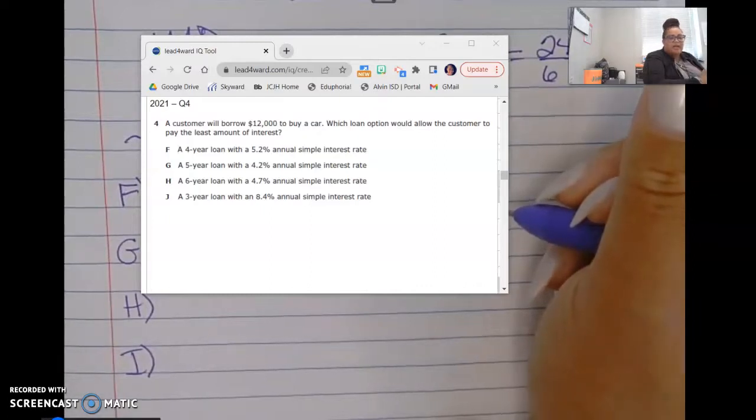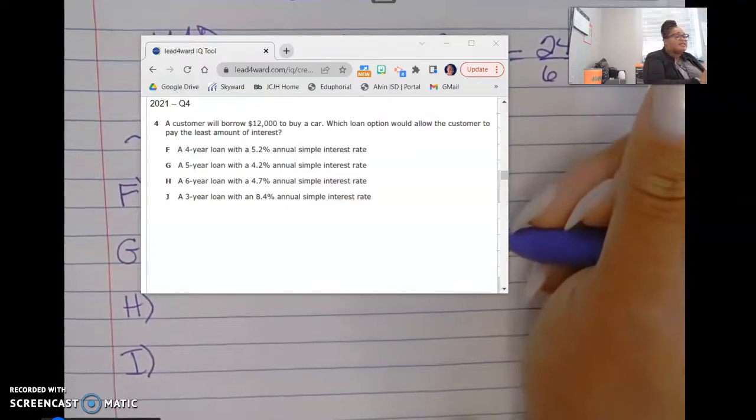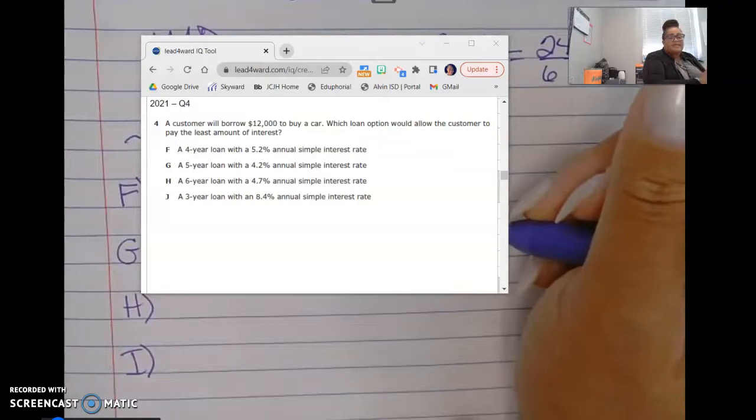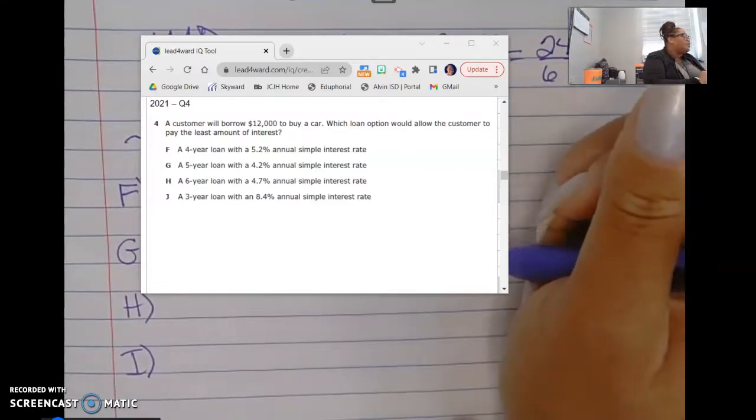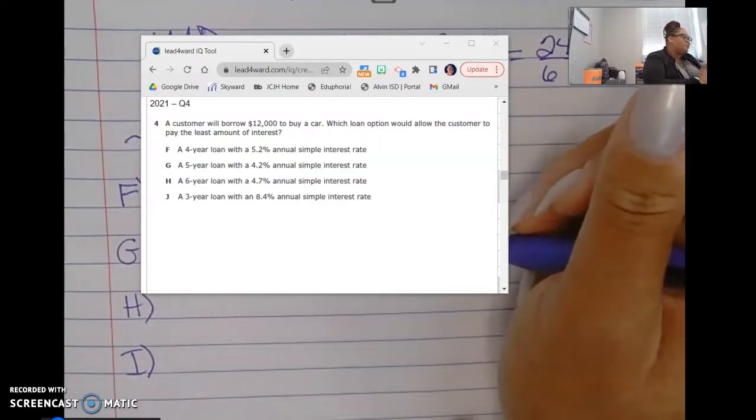So I'm comparing the amount of interest, and of course I want to pay the least because that's the least that I have to pay back to whomever I'm borrowing the money from. So I need to set up F, G, H, and J in the simple interest formulas, and then throw them right into my calculators and see which one is the cheapest route.